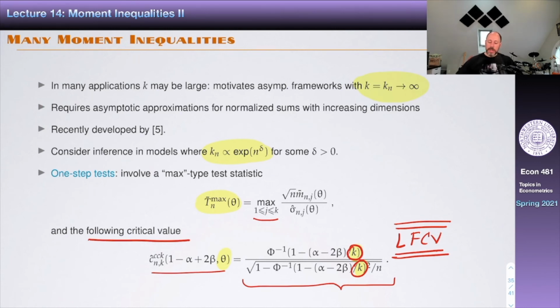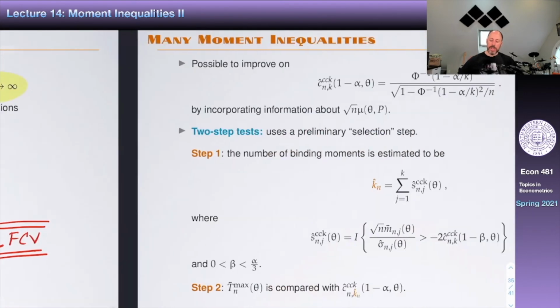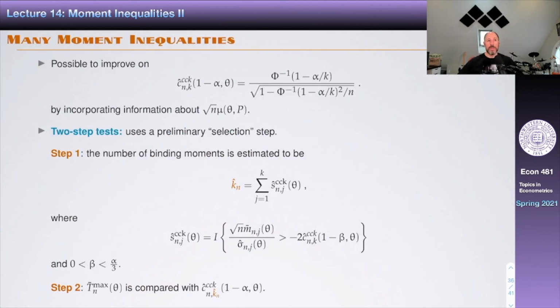Now, that doesn't mean that you cannot do moment selection. As I wrote here, it's possible to improve upon this critical value by incorporating some information about whether moments are binding or not. And so what this paper proposes is to do 2 steps. In the first step, use a preliminary selection step.